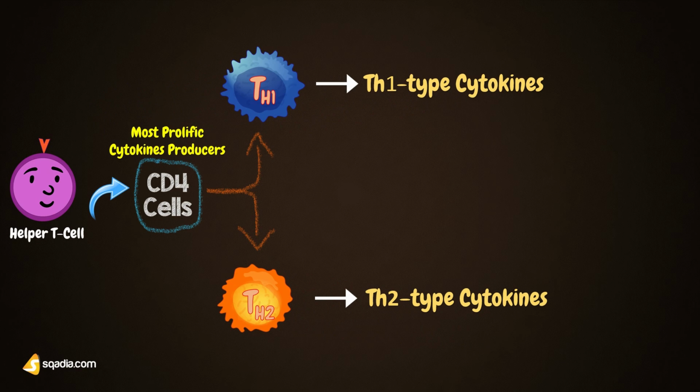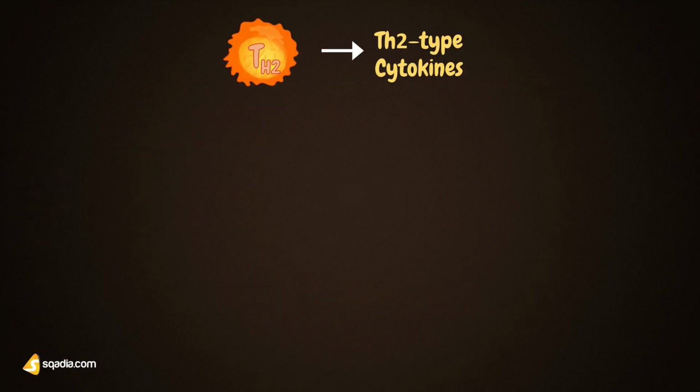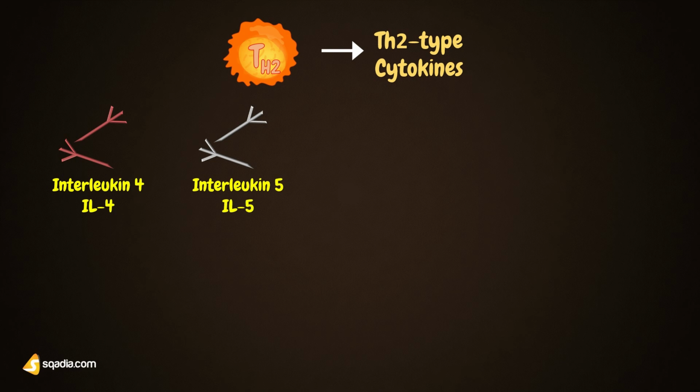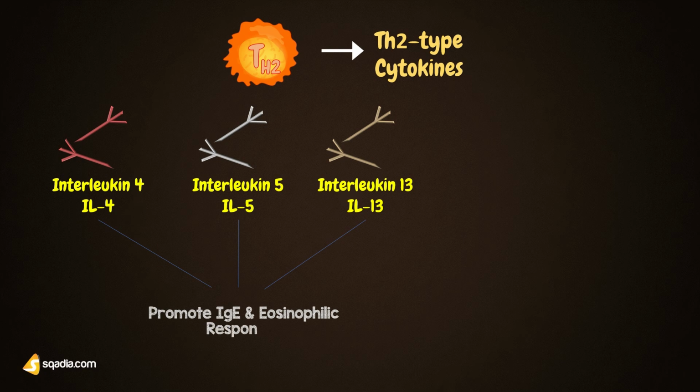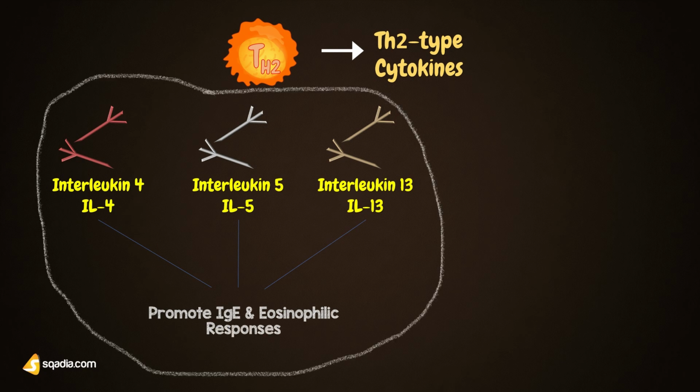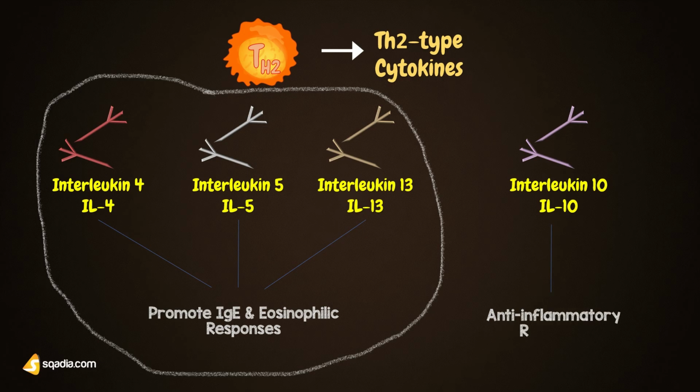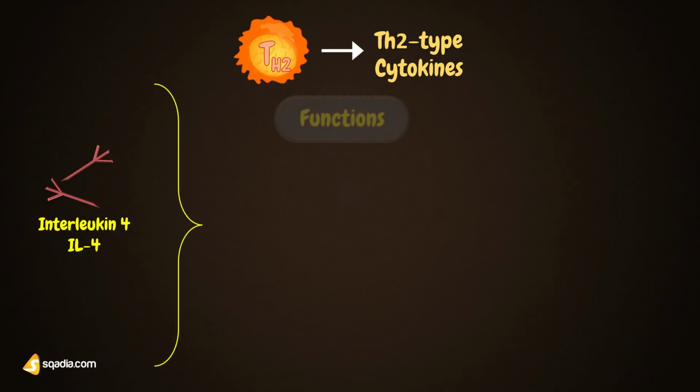Now if we talk about the Th2-type cytokines. This group includes interleukins 4, 5 and 13, which are associated with the promotion of IgE and eosinophilic responses in atopy. And also, interleukin 10 has more of an anti-inflammatory response. If we look at interleukin 4 a little closer, we can see that it has three main functions.